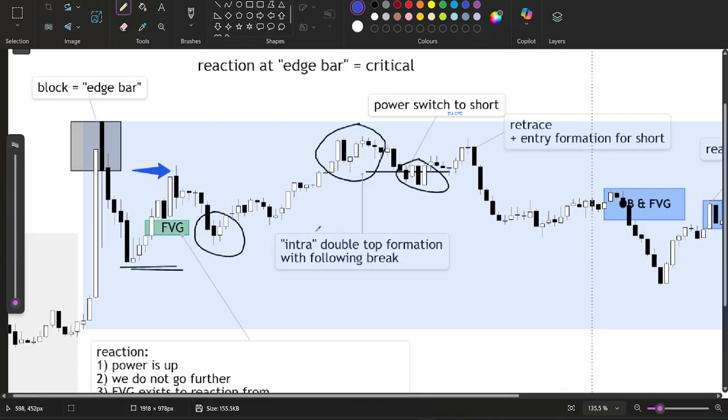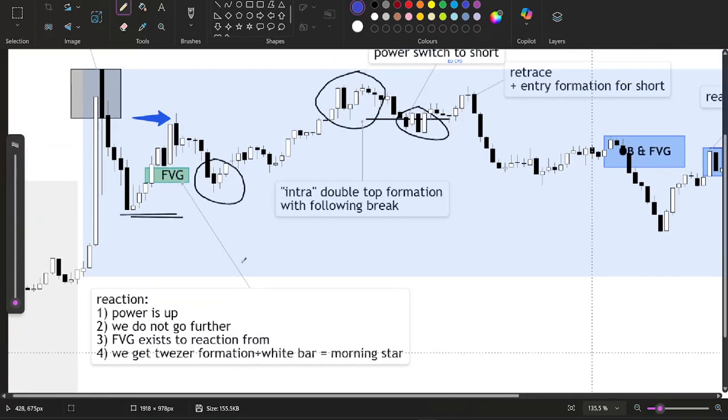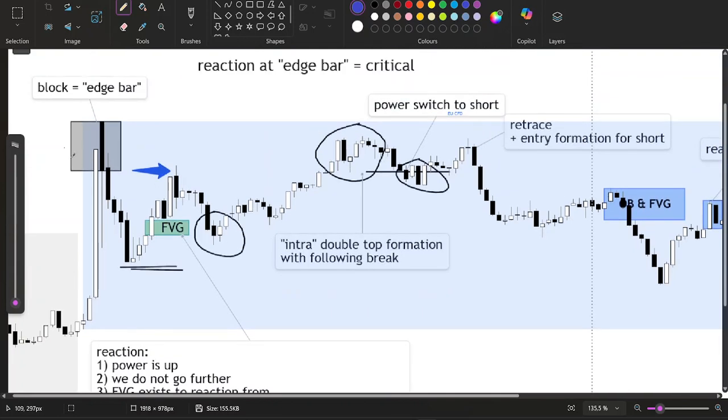power has again shown that it's upright. So we don't go further. FGs exist, and yeah, this formation here to go long off. And I'm saying, you know, the reaction of the edge bar is interesting. I'm not saying we're reversing off it, no, but it's very interesting.